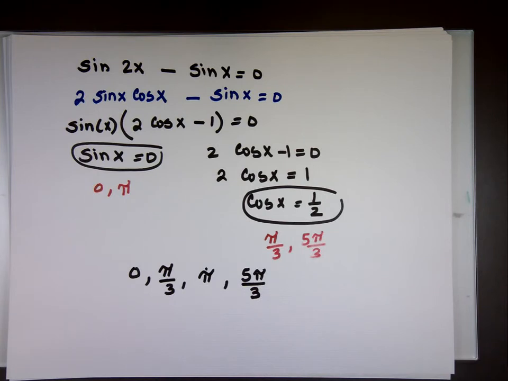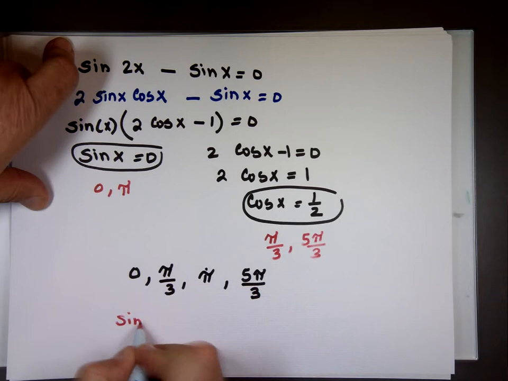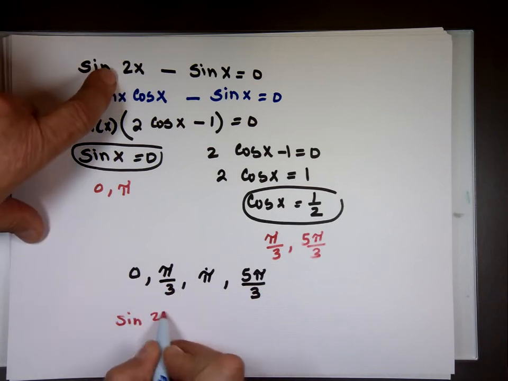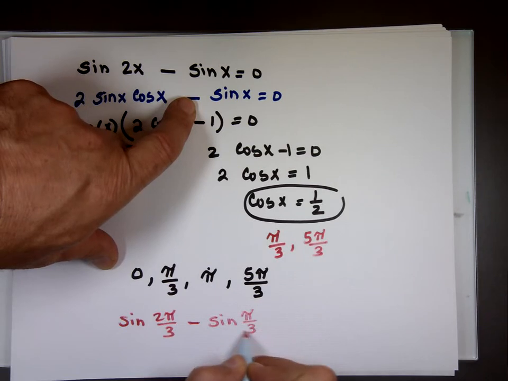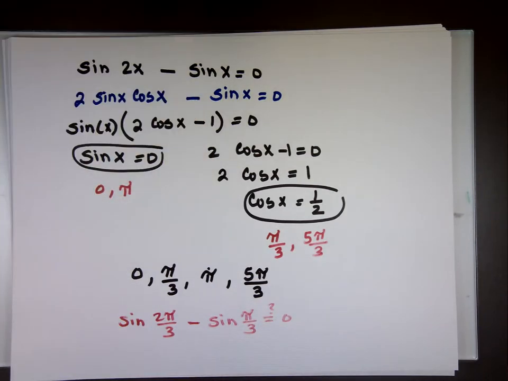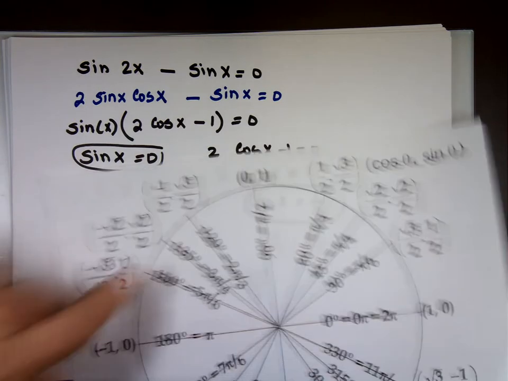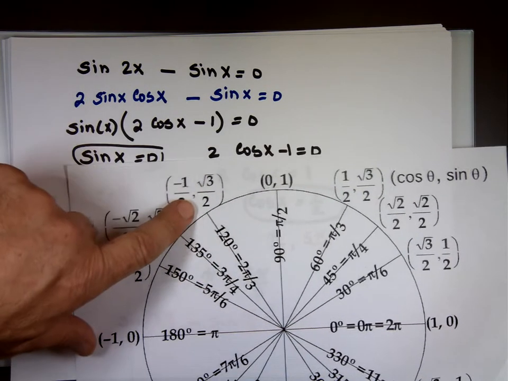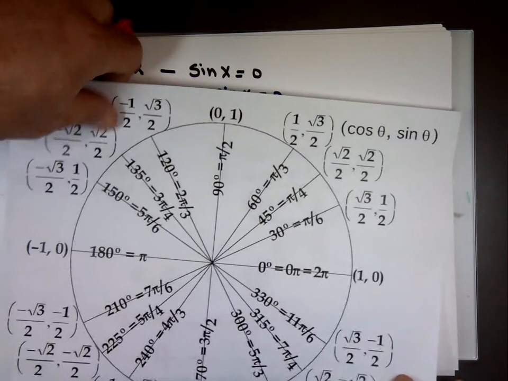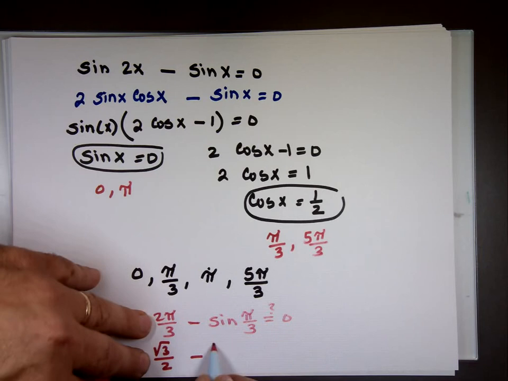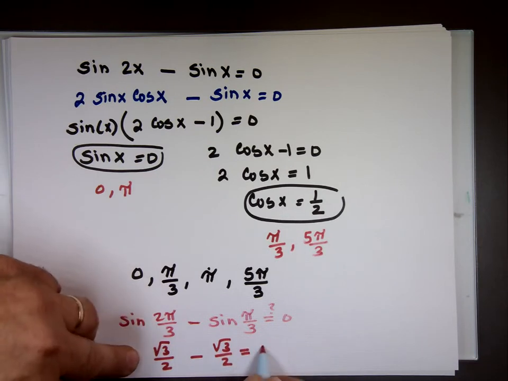If you plug in any of those, it should work. Let's pick one. You choose any one. Go ahead. Pi over 3. Let's try it. So when x is pi over 3, what's 2 times pi over 3? 2 pi over 3, right? Minus sine pi over 3. Let's see if that's equal to 0. Let's look at the unit circle and see if we have some numbers there. 2 pi over 3. Do we have 2 pi over 3? Yes. What's the sine? Square root of 3 over 2. And what is sine of pi over 3? Square root of 3 over 2. And when you subtract them, what do you have? So that's how you check your answer.